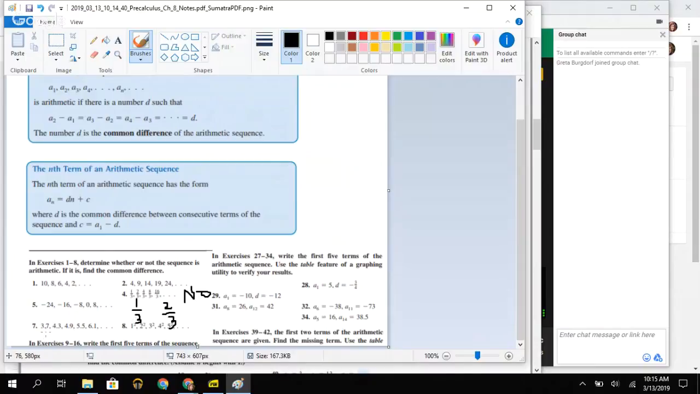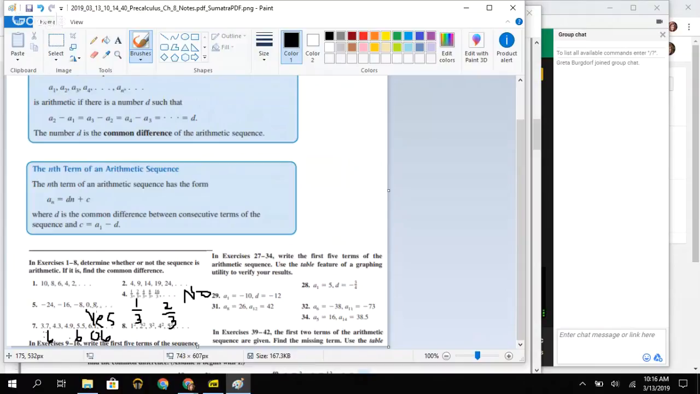It can occur in decimals. So like number 7, the difference between 3.7 and 4.3 is 0.6. The difference between 4.9 and 4.3 is 0.6. 5.5 and 4.9 is 0.6. So this would be yes, and the common difference would be 0.6. So pretty easy. No big deal. Okay. So we like problems 1 through 8.